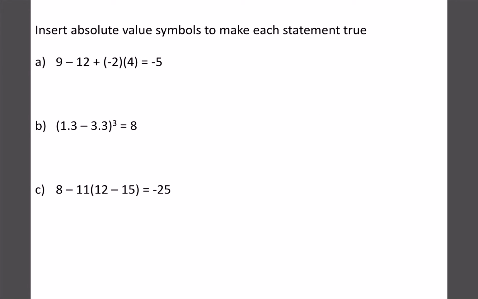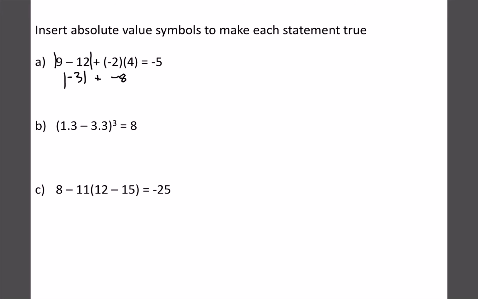And the last type of question you might see is where we have to figure out where the absolute values would go to make this true. If you look at this, we have 9 minus 12. That would give you negative 3. Here we have minus 2 times 4, which would be negative 8. We want these to add up to negative 5. If we made this positive 3, that should work. Positive 3 minus 8 would be negative 5. So that means we just need absolute value signs around the 9 and 12. And that's it for that one.